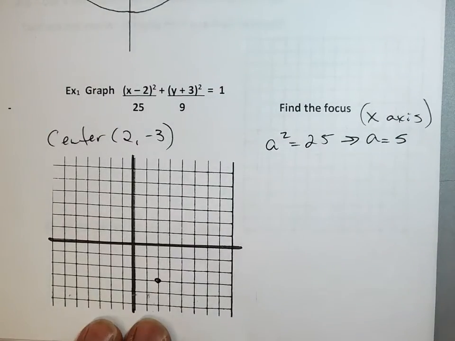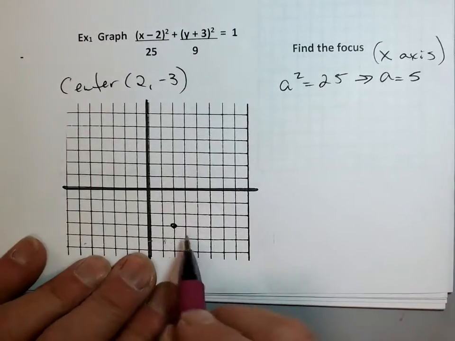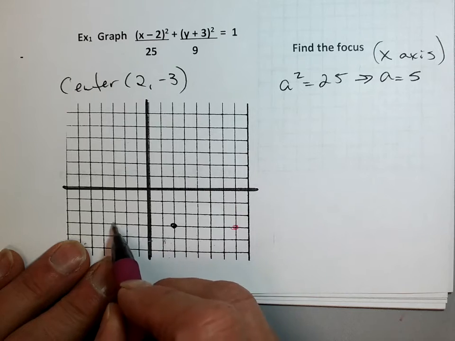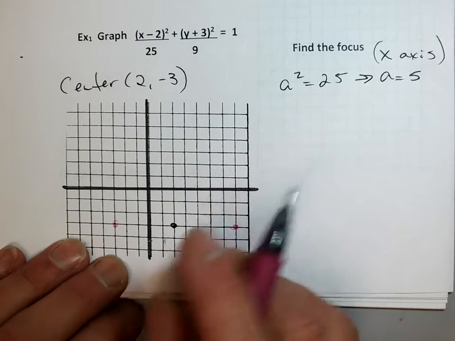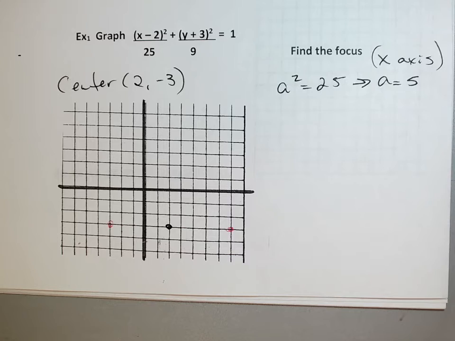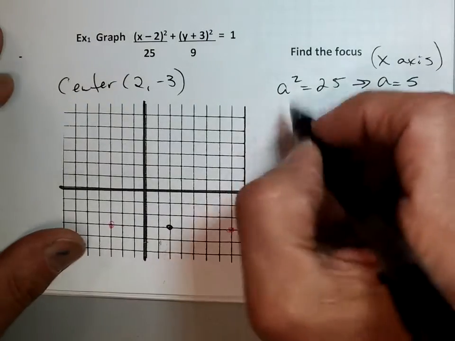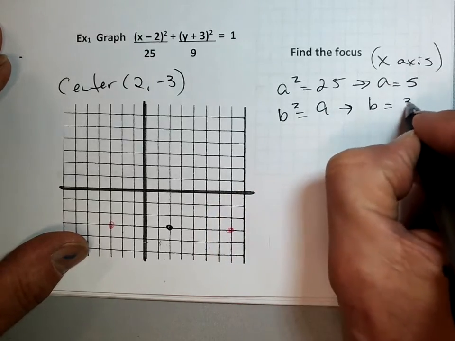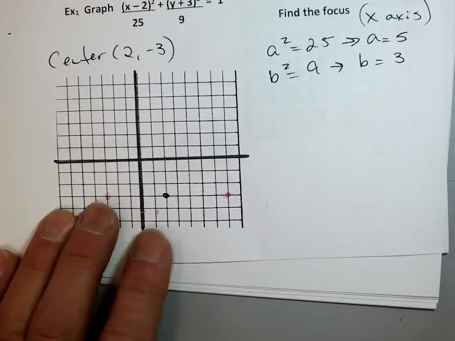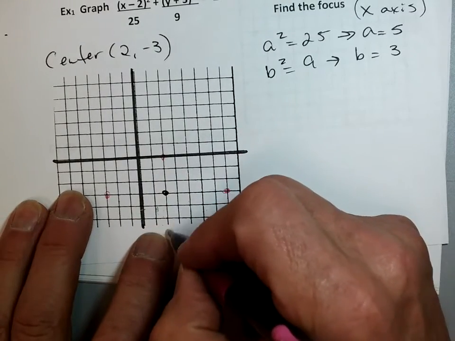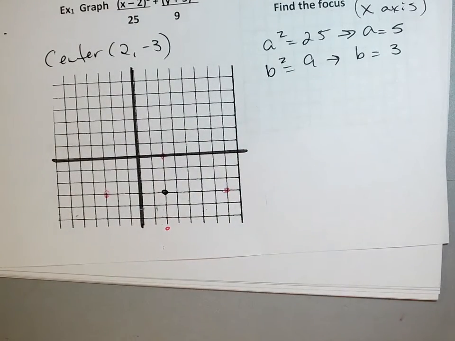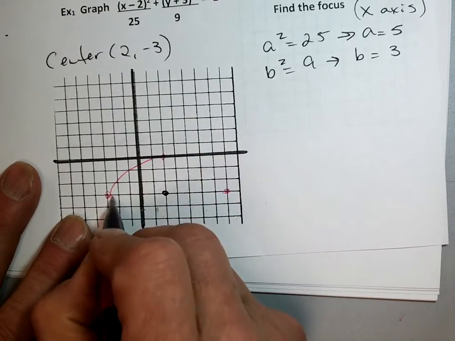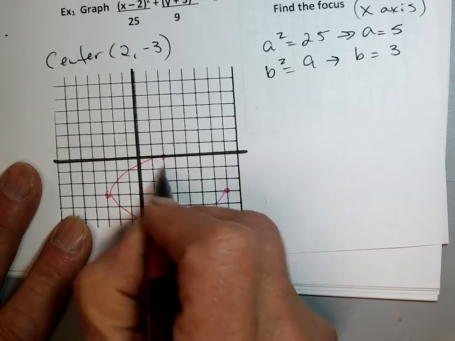So I'm going to go from my center, I'll go 1, 2, 3, 4, 5, 1, 2, 3, 4, 5, right? But I'm not going to go up 5, down 5 because it's an ellipse. So my b squared is 9, therefore my b is 3, right? So I'm just going to go up 1, 2, 3, and down 1, 2, 3. And then I should be able to draw in my ellipse.